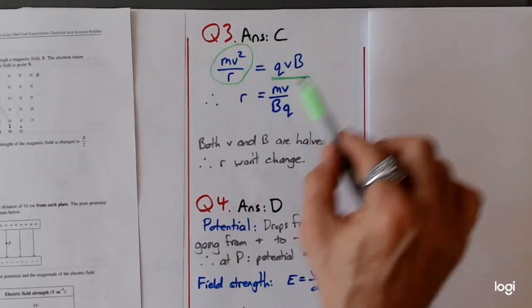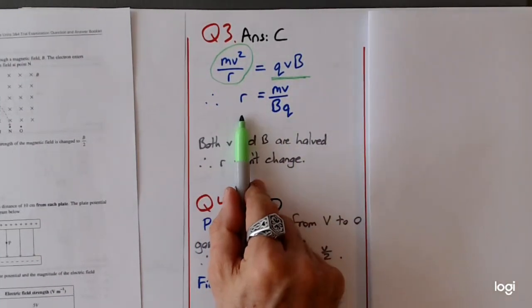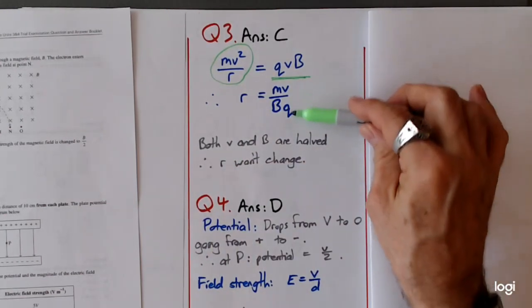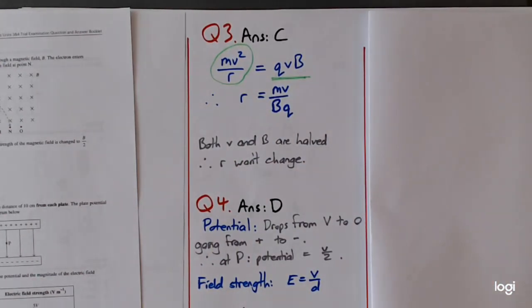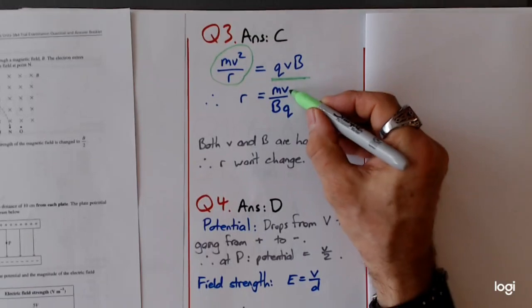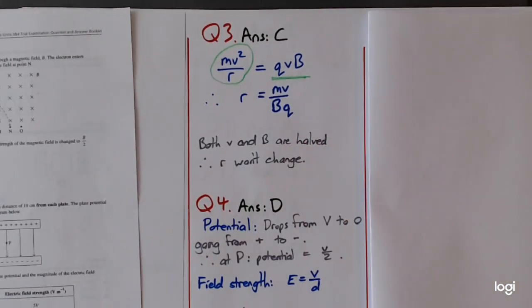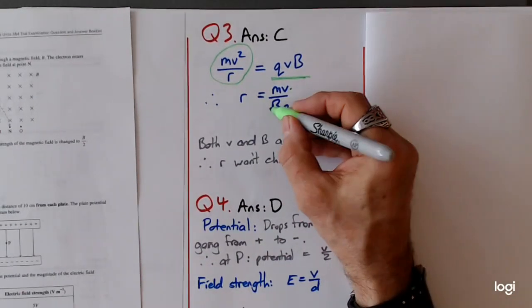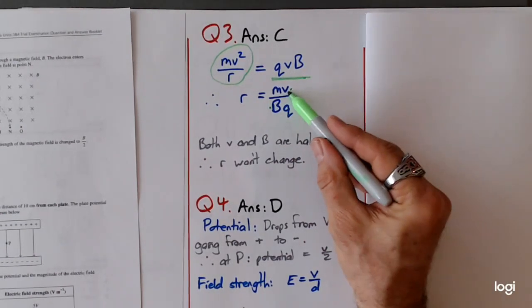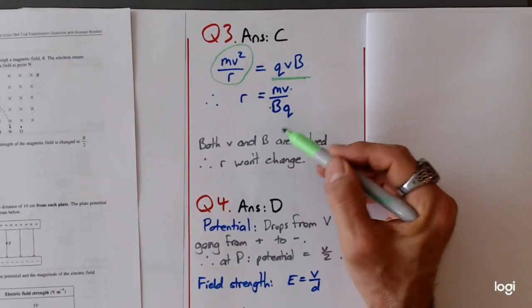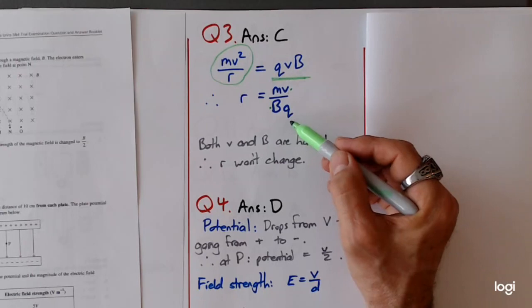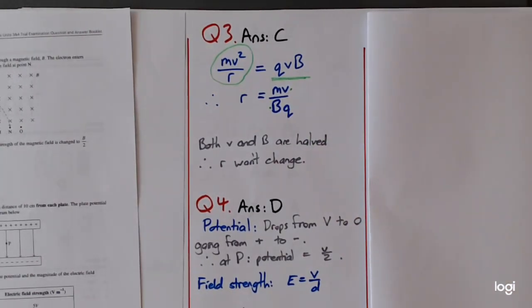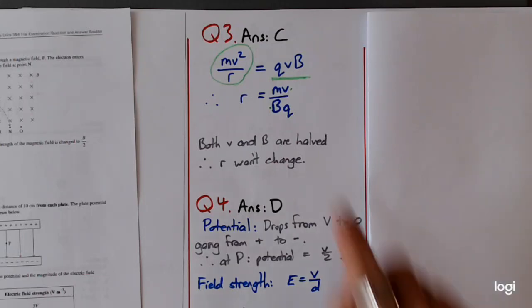So you juggle this around and you get a formula for the radius. And the radius ends up being mv over bq. Now they said in this question that the velocity was going to be halved, and the magnetic field strength was going to be halved. Now, if that number is halved and that number is halved, this fraction is not going to change at all. So the answer is it should not change a thing. It should still go out at point N because it's gone out at point N the first time. So the answer is C.